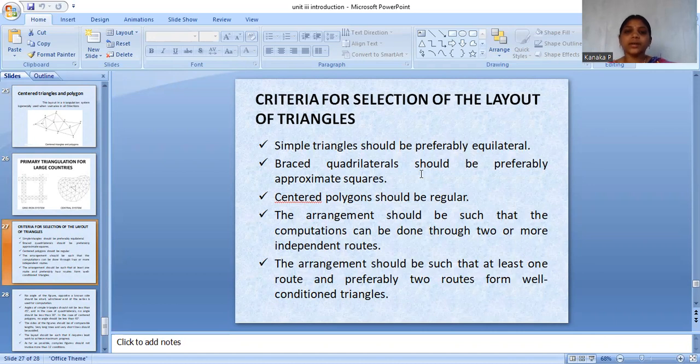Next one is criteria for selection of the layout of triangulation. There are many steps followed for triangulation. First, a simple triangle should be properly equilateral. Braced quadrilaterals should be approximately square. Third, a centered polygon should be regular. The arrangement should be such that at least one route, and preferably two routes, form well-conditioned triangles.